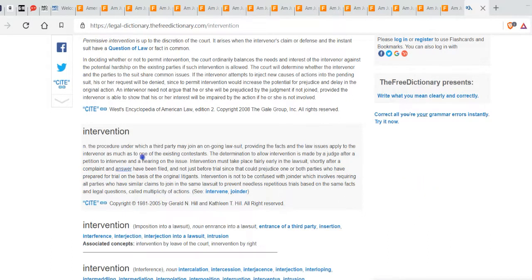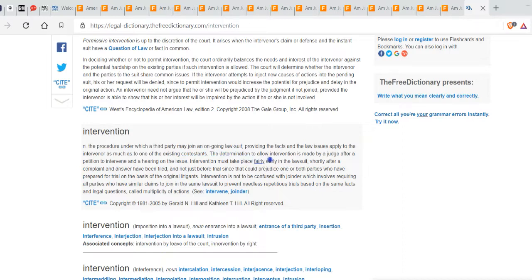Okay, this is a good one right here. This is where I liked it. The procedure under which a third party may join an ongoing lawsuit, providing the facts and the law's issue apply to the intervener, which it does because they're using you as a surety, as much as to one of the existing contestants. And it's contestants, see? Because it's all a big show, man.